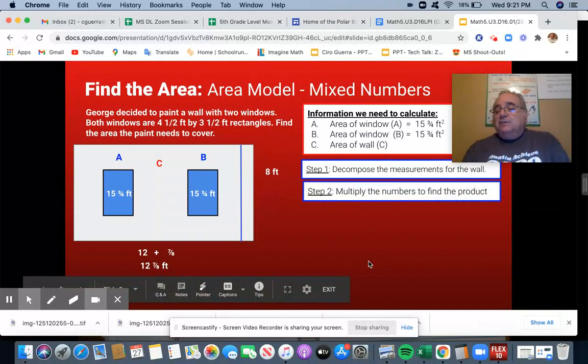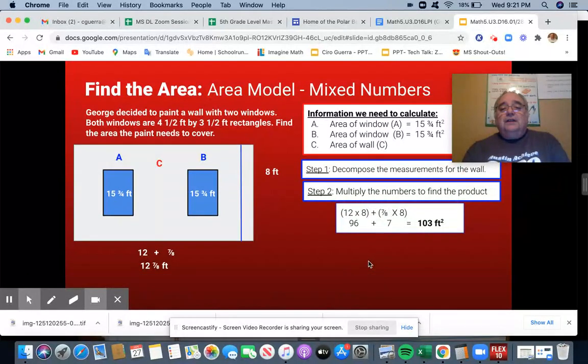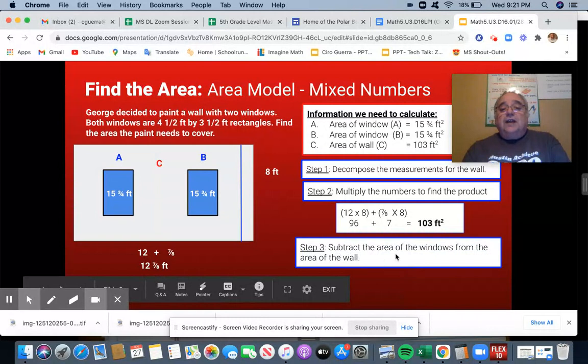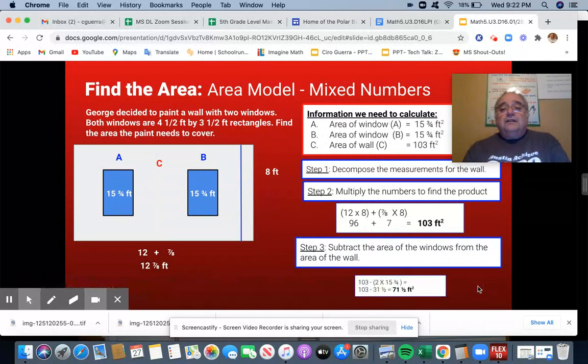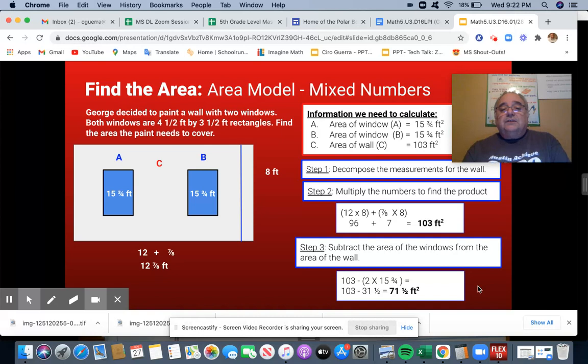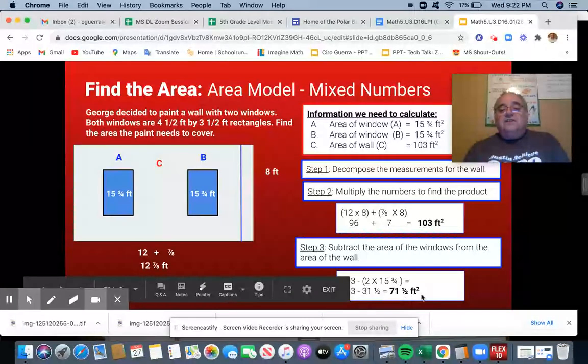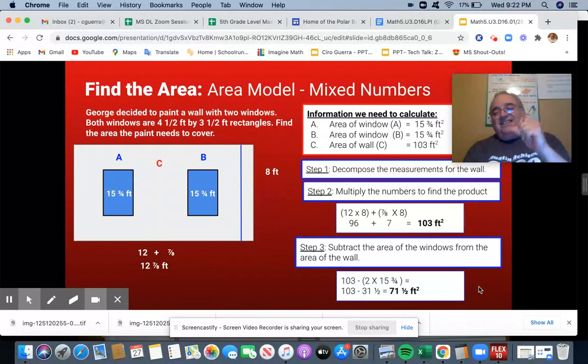We multiply the numbers to find the product. 12 times 8 is 96. 7/8 times 8 is 7. It comes out to 103. Then we subtract the area of the windows from the wall. So that's 103 minus 31.5 gives us 71.5 feet squared, or square feet. Excellent, guys. Yes. Really proud of you guys. Let's go ahead and go to the next slide.